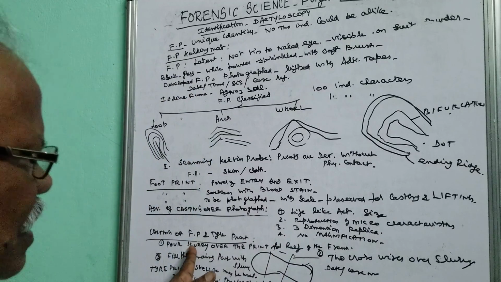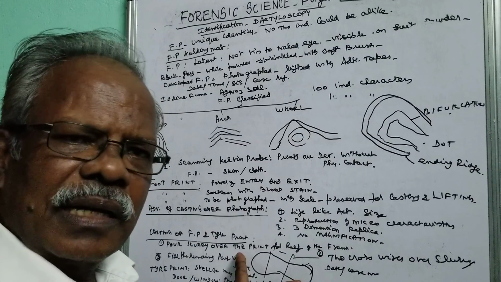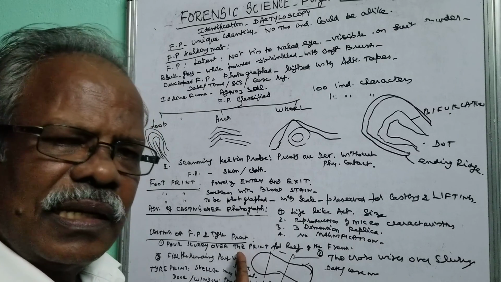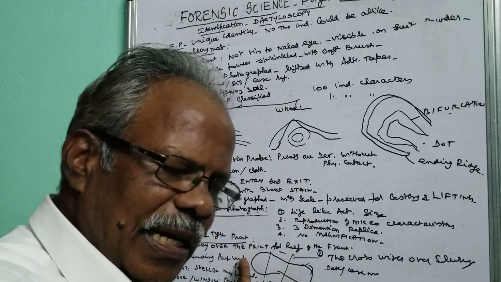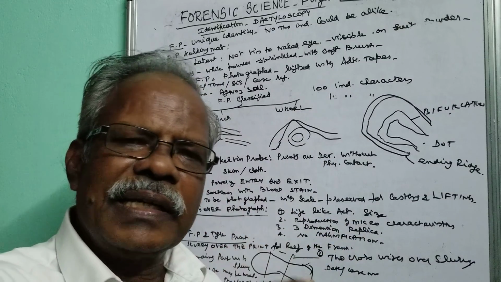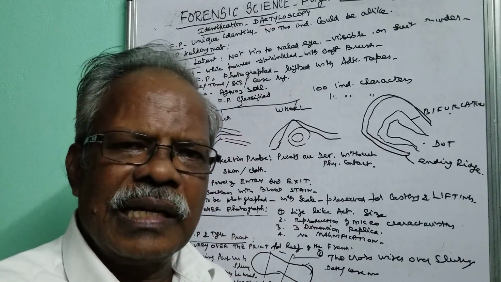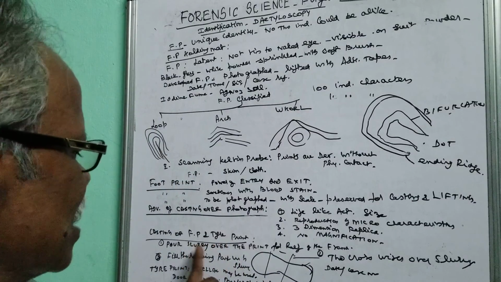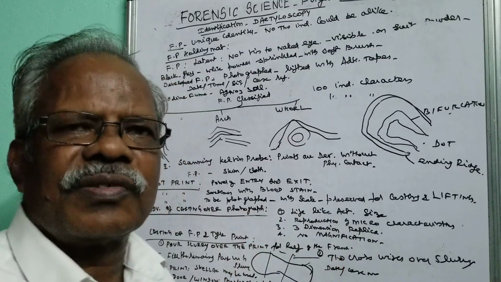Then the footprint is identified, and the plaster of Paris slurry is poured into the footprint. Actually, it should not be filled to the brim. It should not be filled to the entire footprint. It should be half level. The slurry is poured over the print for half of the frame, not to the full, but half of the frame.